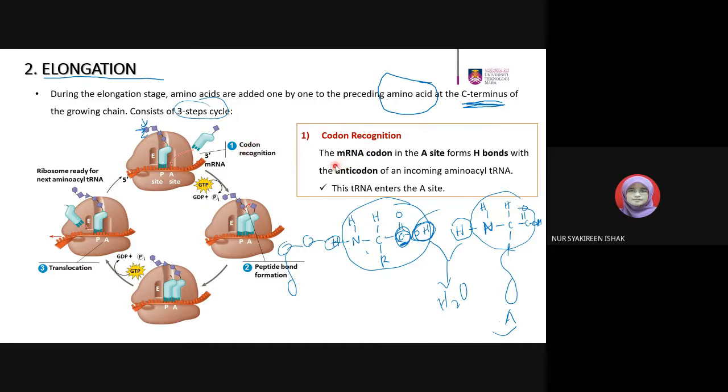So codon recognition, the mRNA codon in the A site forms hydrogen bonds with the anticodon of an incoming amino acid tRNA. So this tRNA enters into the A site. So the tRNA here enters into the A site, because the A site is vacant.